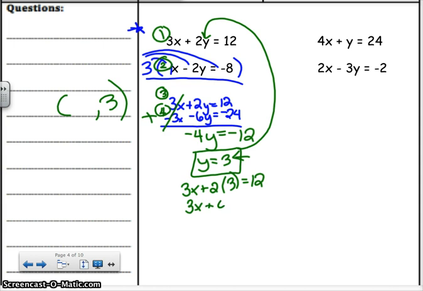3x plus 6 equals 12. Subtract 6. 3x is what? 6. Divide. I should be writing all these steps down.